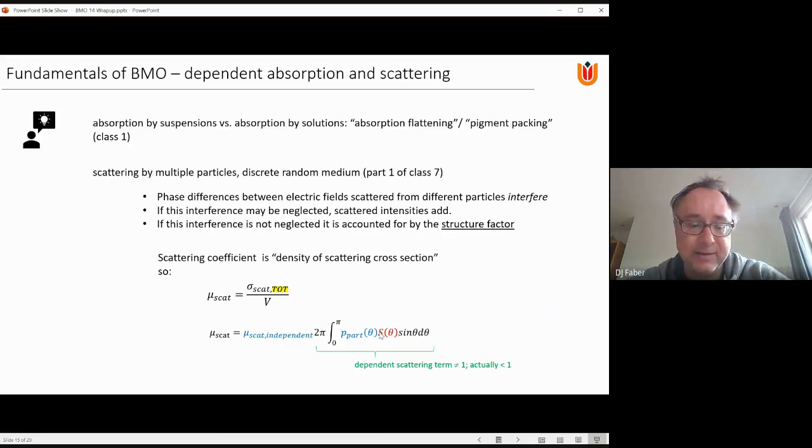We can write that also for the scattering coefficient, which was defined as the density of scattering cross-section. So we take the total scattering cross-section and divide it by volume. And in that case, we get the same scaling relation. So we get a scattering coefficient in case of interferences as a function of the scattering coefficient when we would neglect it, plus this correction term that accounts for the interferences.